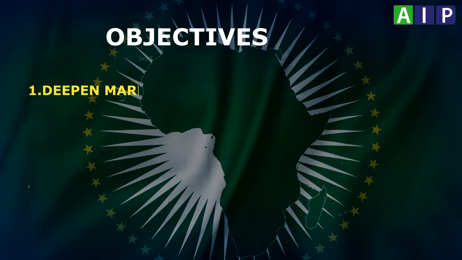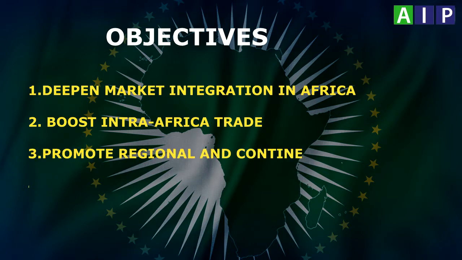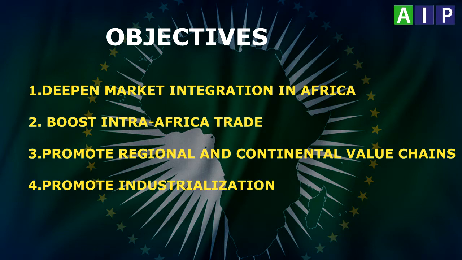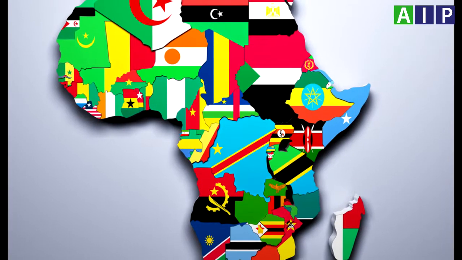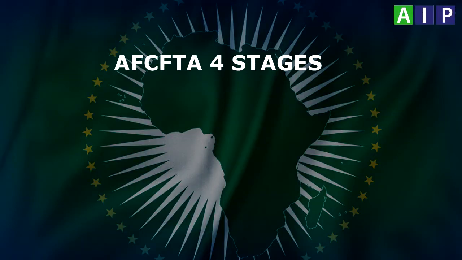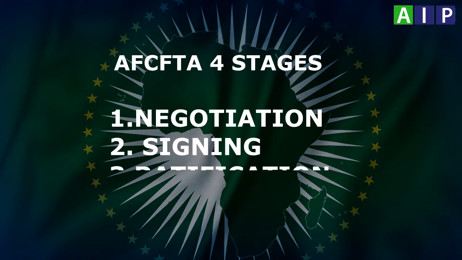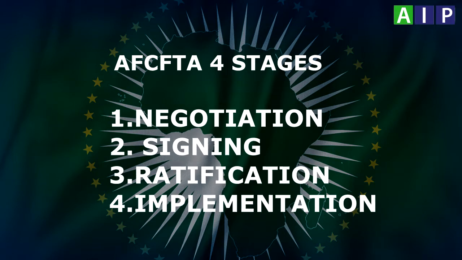The AFCFTA has 4 main objectives. Objective number 1, deepen market integration in Africa. Number 2, boost intra-Africa trade. We shall come back to this for more explanations. Number 3, promote regional and continental value chains. Lastly, promote industrialization. As all international agreements, the AFCFTA has 4 stages: negotiation, signing, ratification, and implementation.